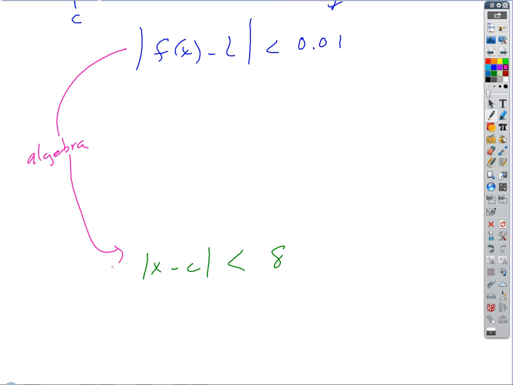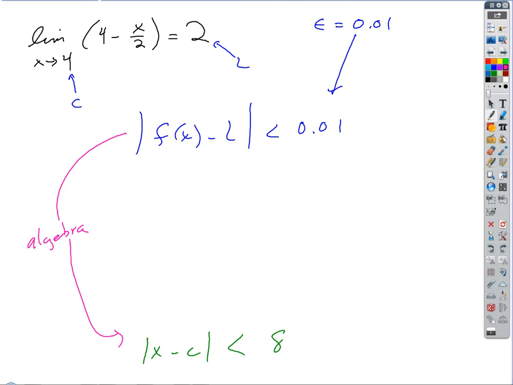Okay, so what do we do? Well, this is totally general, so I have to plug in the specifics for my problem. So I'm going to get the absolute value, what's f of x? Okay, good, so that's going to be 4 minus x over 2 minus, what's L? 2, is less than 0.01. Okay, so try that. Take a second and work on that.